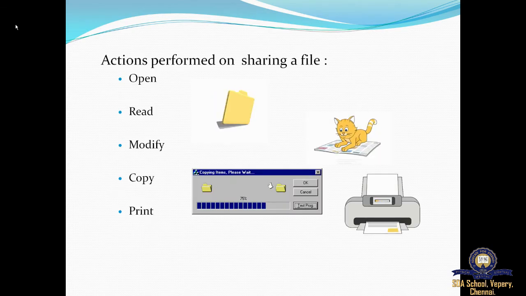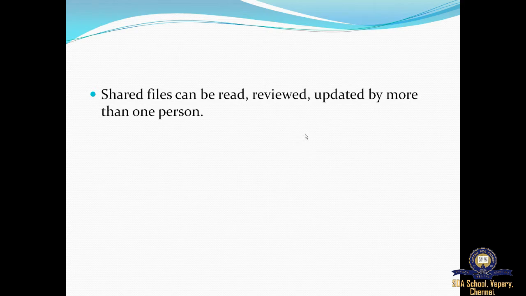So what are the actions being performed while sharing a file? There are some actions that are being performed. One is opening a file. You can open a file. And second thing, you can read a file. And third thing, you can modify, that is make some corrections or modifications or additions in a file. And next thing, copying. You can copy from one location to another location, or you can make a copy of that file. And lastly, you can print a file. So these are the actions being performed while sharing a file in a network. While performing these actions, there will be updations made by more than one person. That is, the shared files can be read, reviewed or updated by more than one person.